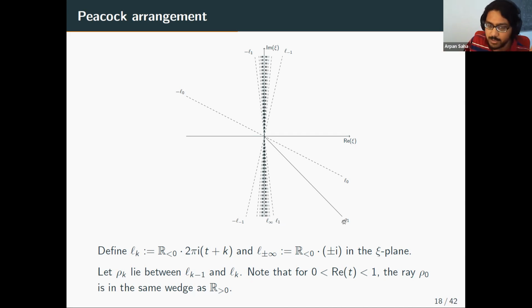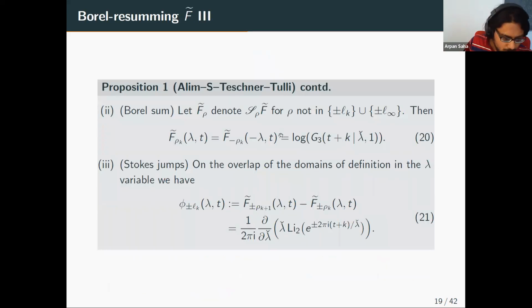Okay, so I've chosen my rays rho_k, and then the Borel resummation of f tilde along rho_k is basically the log of Barnes's triple sine function with the argument t shifted by k. That is why I had introduced this function at the beginning of the section. These are basically the log of this function with the argument shifted by k. That's the Borel resummation. And the Stokes jumps are given by this expression, which involves the dilogarithm. So that's the Borel sum and the Stokes jumps.